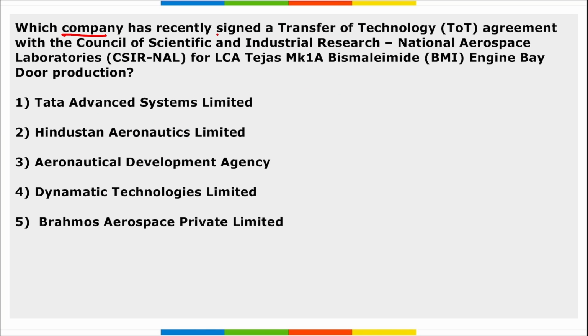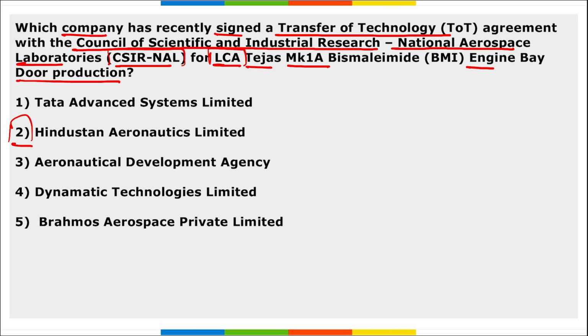Next, which company has recently signed a transfer of technology agreement with the Council of Scientific and Industrial Research and their arm National Aerospace Laboratories, CSIR-NAL, for light combat aircraft Tejas Mark 1A engine bay door production, right? So the right option here is HAL, Hindustan Aeronautics Limited. They have signed this transfer of technology agreement with CSIR's NAL to manufacture this engine bay door for the light combat aircraft Tejas Mark 1A.